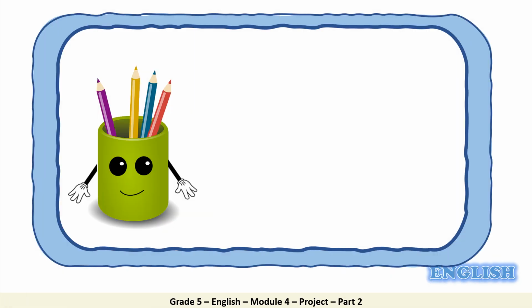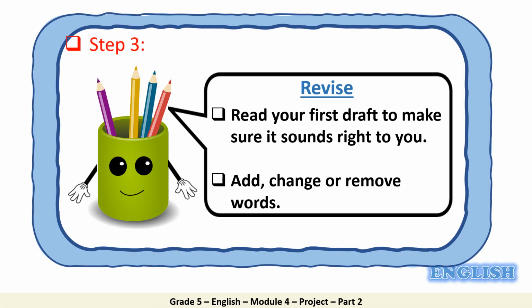Now we will move to the third step, revise. Revising means reading your first draft and making changes to make it better. You can add more information like words or sentences. You can change some words to make your paragraph more interesting, or you can even remove things that you don't need anymore.